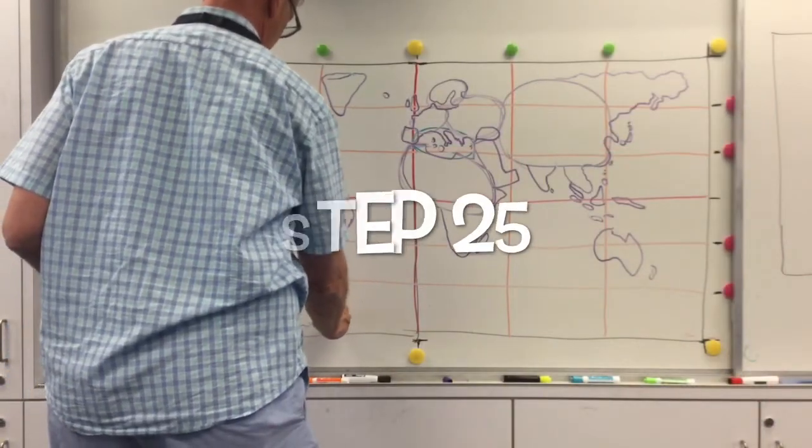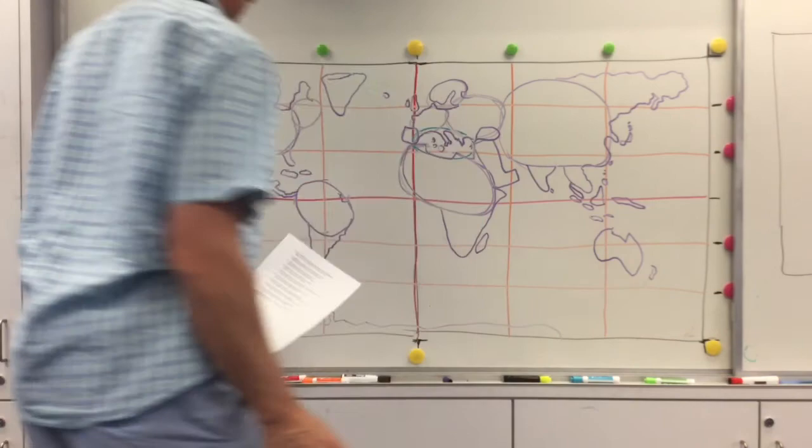There's one more area we can draw in a snap, and that's Antarctica at the bottom of the map.